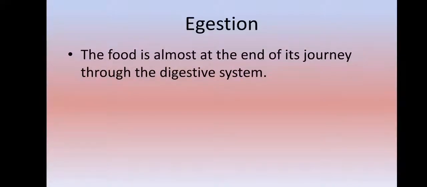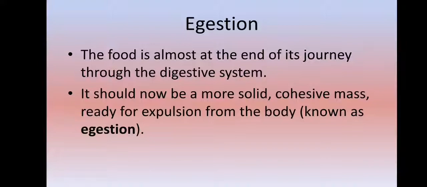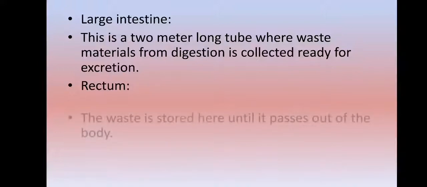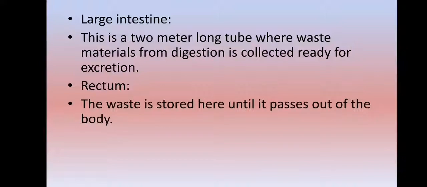Okay, the next and the last step is elimination. The food is almost at the end of its journey through the digestive system. It should now be more solid because we absorbed the water from it, and it is a cohesive mass ready for expulsion from the body. This is a process known as elimination. Elimination happens in the large intestine and rectum. The large intestine is a 2-meter long tube where waste materials from digestion are collected ready for excretion, and then the waste goes into the rectum. In the rectum, the waste is stored until it passes out of the body.